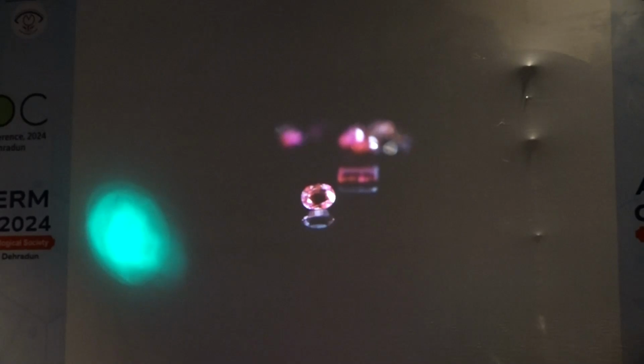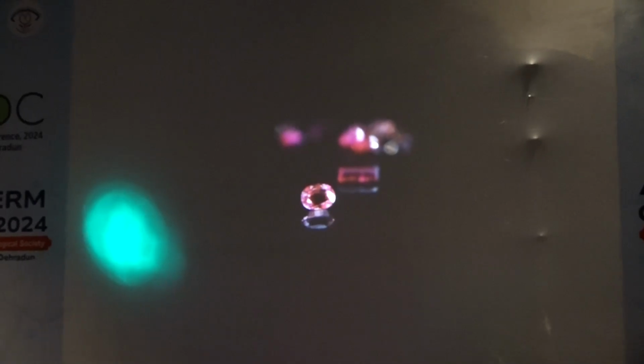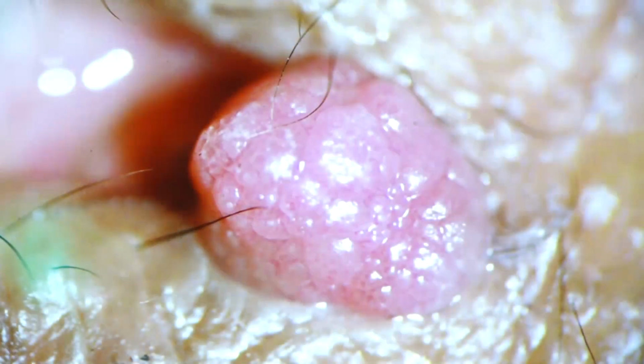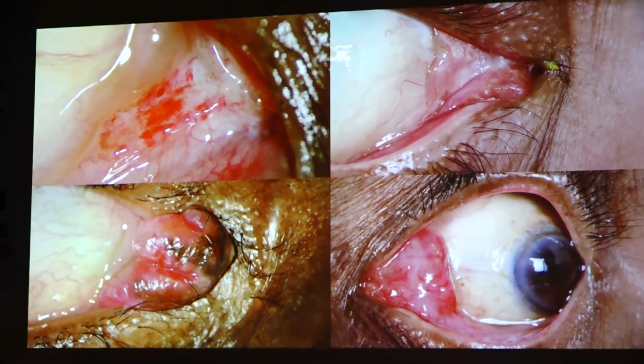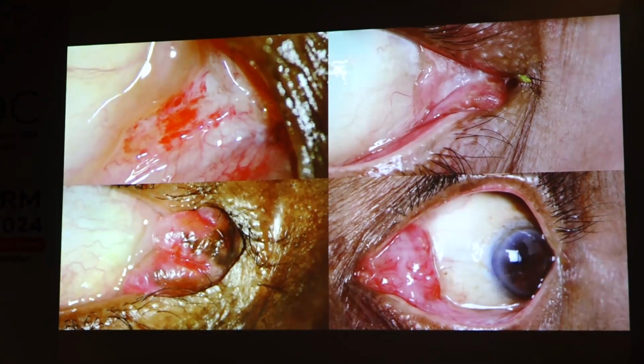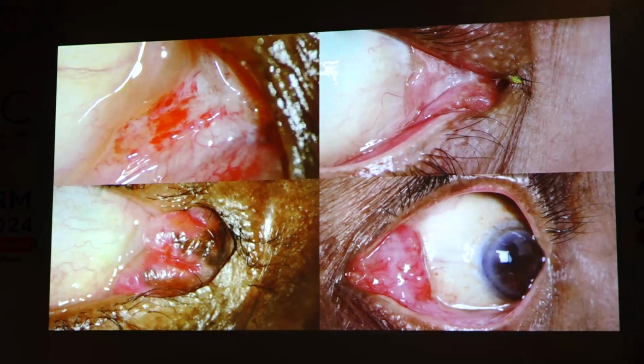However, when we have an eye for such a precious stone, why don't we have an eye for this? Why don't we look at what is pink in our OPD clinics? And what if the pink is the new gold, or the new platinum, or the new diamond?